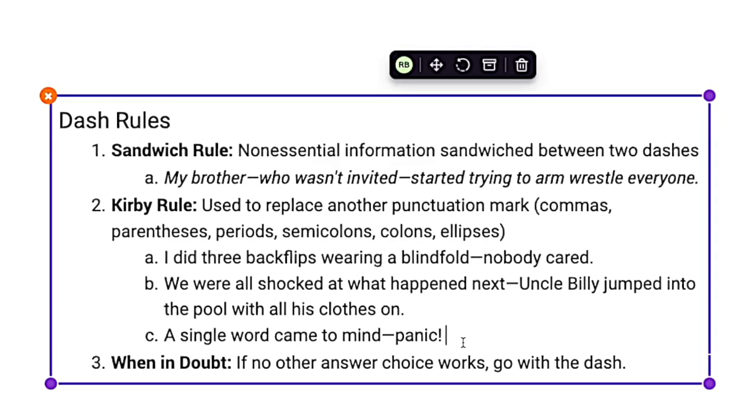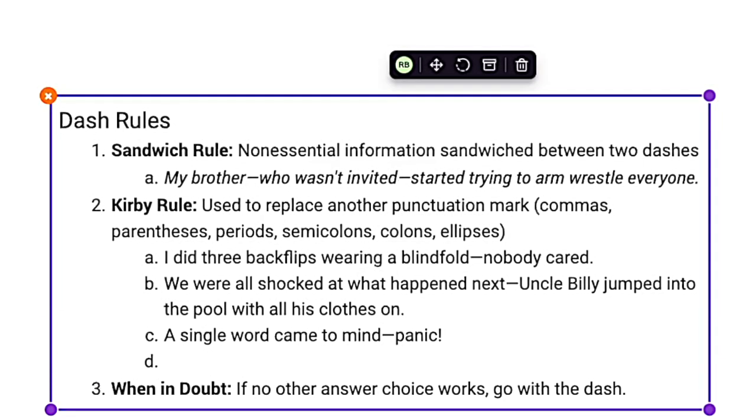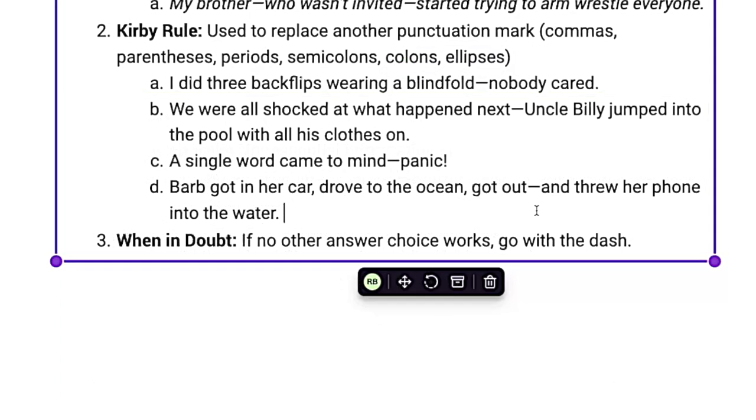All right, one more. We'll look at a single comma being replaced by an em dash. Say, Barb got into her car, drove to the ocean, got out, and threw her phone into the water.